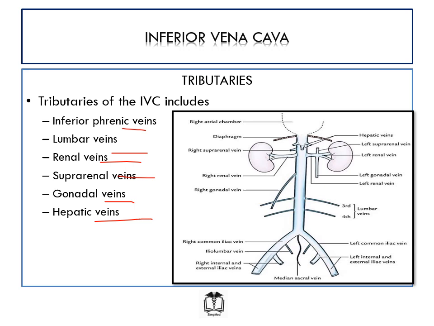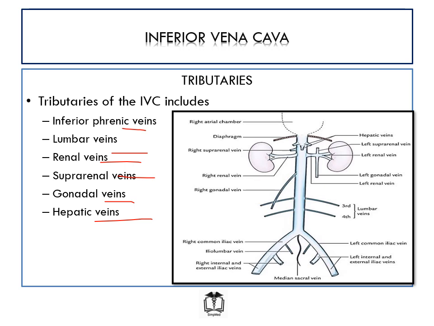Then we have the suprarenal veins, and this is where it gets a little bit interesting. Suprarenal veins ideally will drain the suprarenal glands, or the adrenal glands. But in terms of how these veins tend to terminate, please do note that the suprarenal vein on the right side tends to empty into the IVC, whereas the suprarenal vein on the left side tends to empty onto the left renal vein.